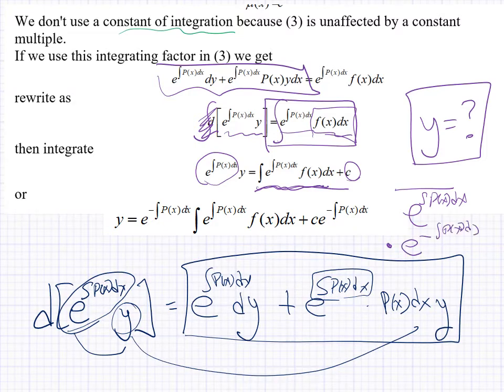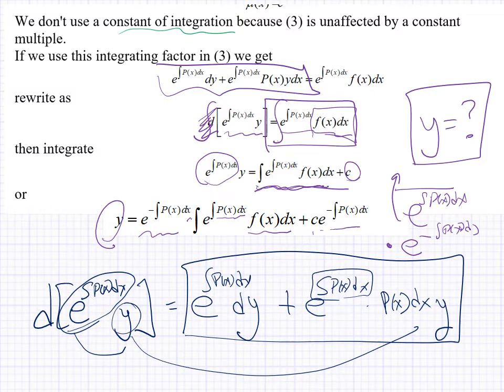Just change the exponent, essentially bring this up to the numerator. And so what we end up with in the end is that y equals e to the negative integral of p of x dx times the integral of e to the integral of p of x dx times f of x dx, plus c times e to the negative integral of p of x dx.